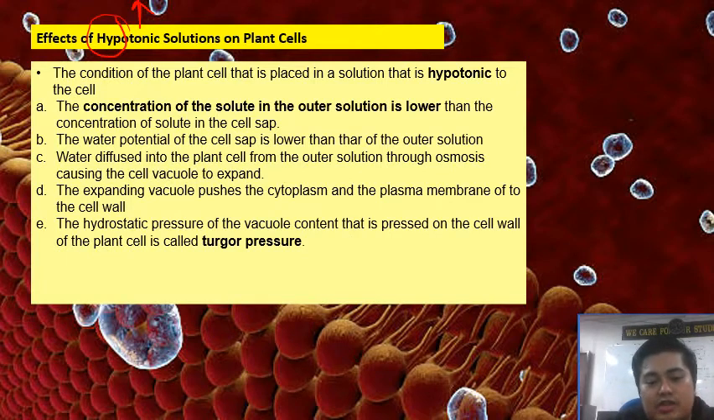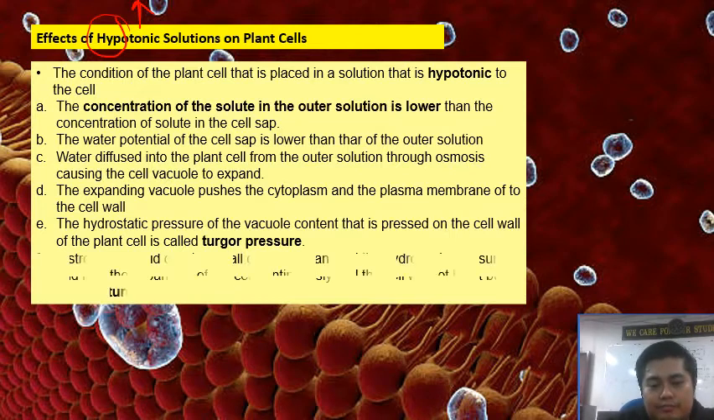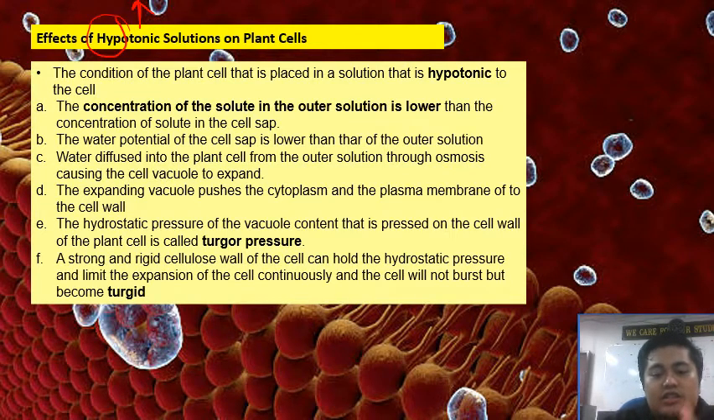This hydrostatic pressure that causes the vacuole content to press on the cell wall of the plant cell is called turgor pressure. Kita panggil dia sebagai turgor pressure. So, sebab dia dah menolak keluar, a strong and rigid cellulose wall of the cell can hold the hydrostatic pressure and limit the expansion of the cell, and the cell will not burst but become turgid. Ni keyword dia. Bila masuk dalam hypotonic, dia akan jadi turgid.